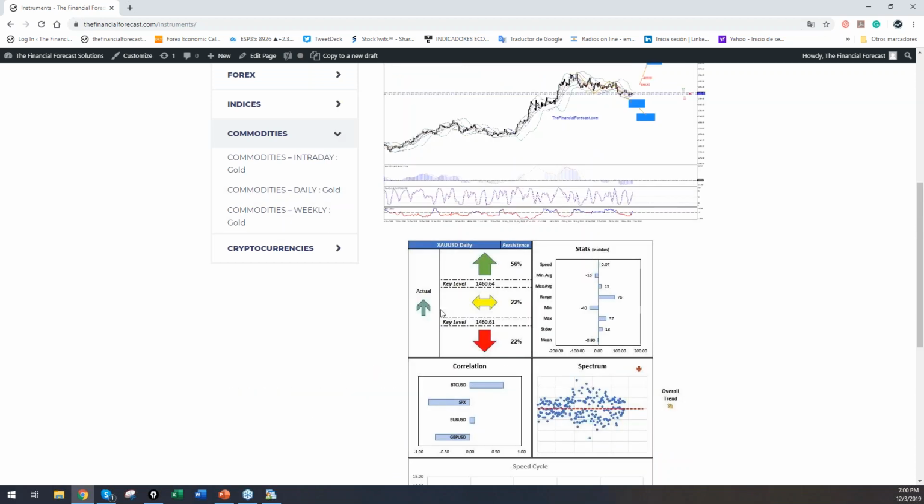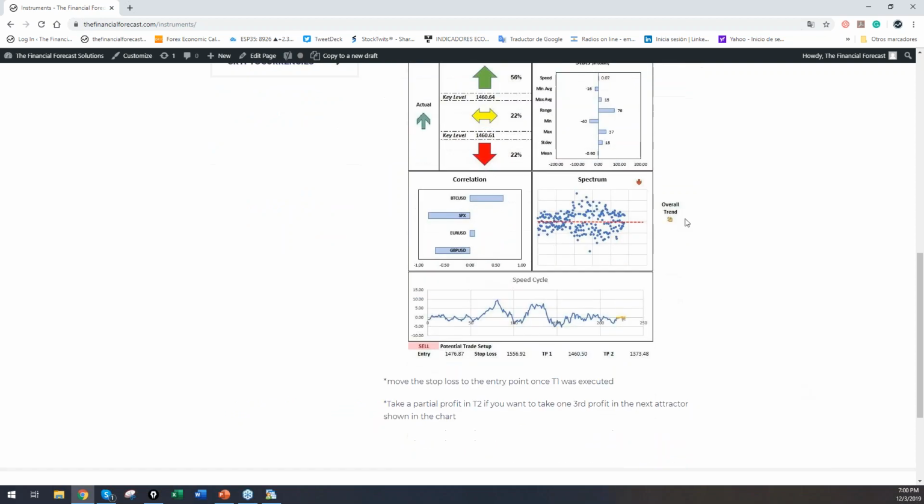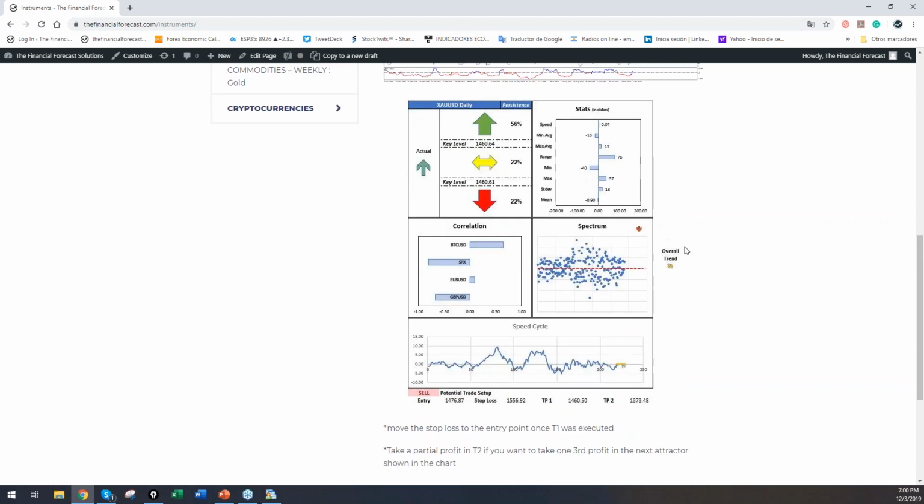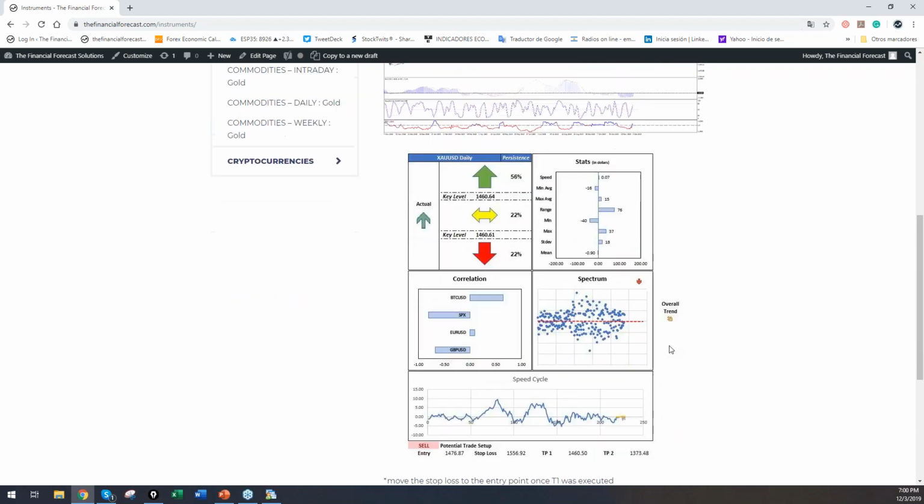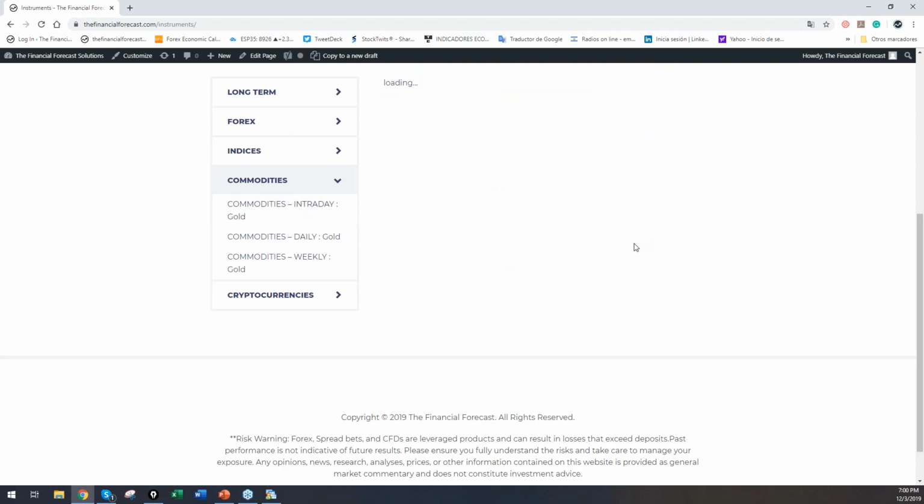What happened at daily? At daily, we have slightly to the downside. So the overall trend is downtrend. Okay, with negative speed. Yes, the bears are slightly stronger here in the statistics, but we have persistence to the upside. Okay, but the overall trend is to the downside daily. Intra.